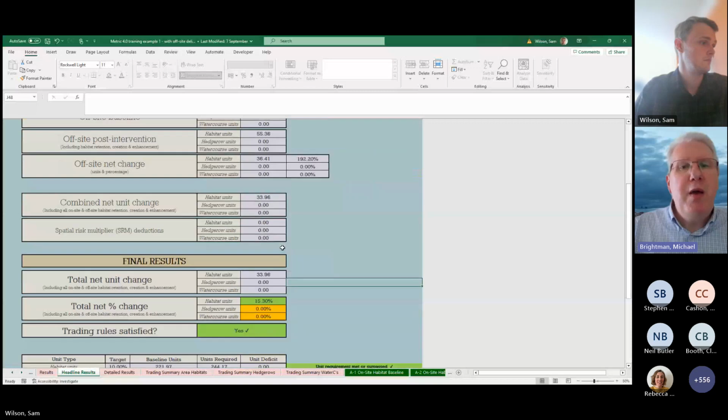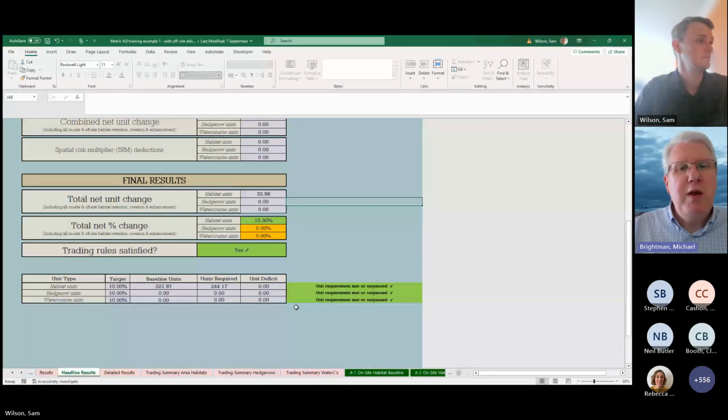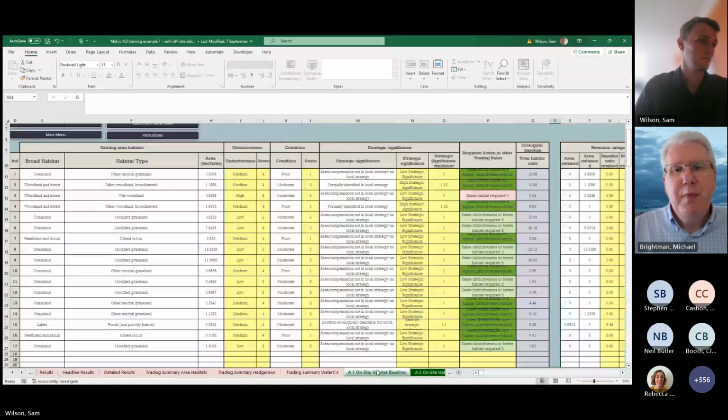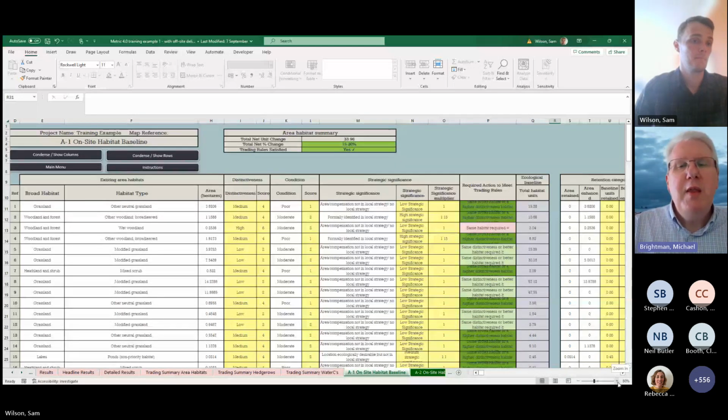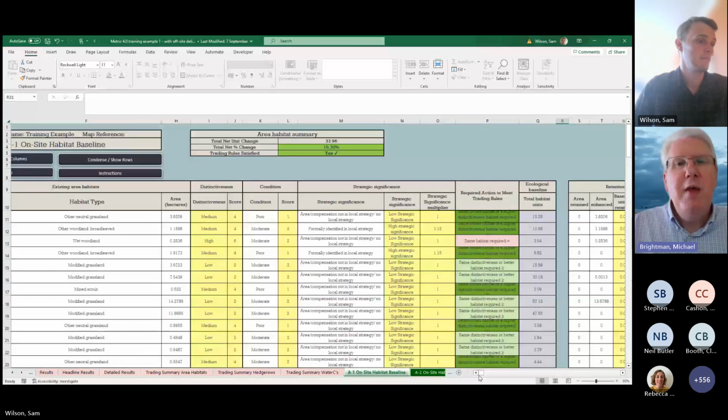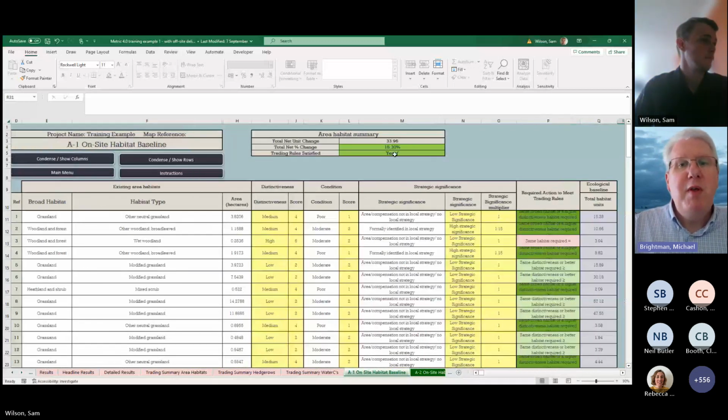you'll see when we scroll down that we've got our green tick for trading rules satisfied and for other rules being abided by, and we've got a 15% biodiversity net gain. Now, returning to that A1 on-site baseline, if we scroll up, we see that we've got a couple of green boxes there, which tells us this metric is valid from that respect, that the trading rule is satisfied and our percentage change.